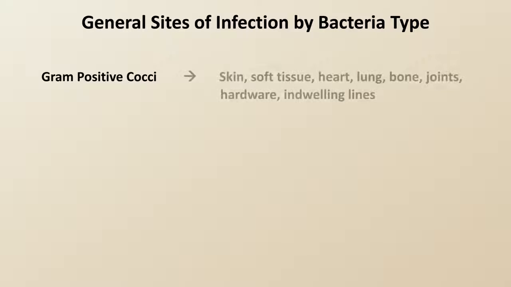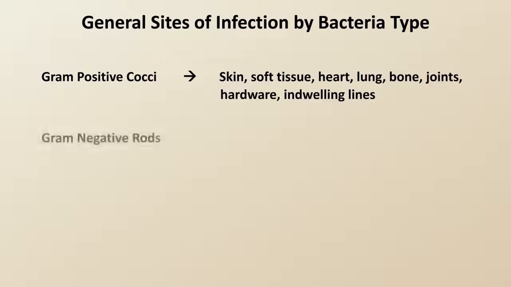Before I get into the detailed specifics, there are a few very general rules as to what sites certain bacteria like to cause pathologic infections. Gram-positive cocci tend to cause infections of the skin, soft tissue, heart valves, lung, bone, joints, indwelling hardware like artificial joints, and indwelling lines like central venous catheters.